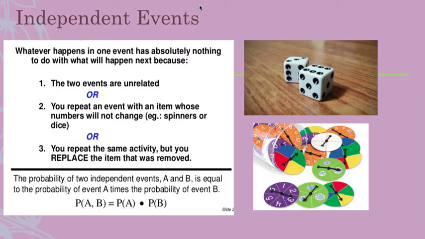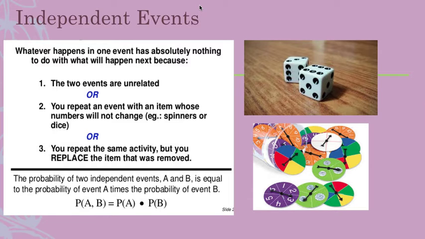When you flip a coin, those events are independent of each other because you will always have two sides to that coin. Another way that this happens is when you repeat the same activity, but you replace the item that was removed. So if you have a bag of marbles that has 10 in it, you take one marble out, but then you replace that marble and you do that event again, then that first and second event will be independent events because the number of marbles was always the same. It was always 10 because you were replacing it afterwards.